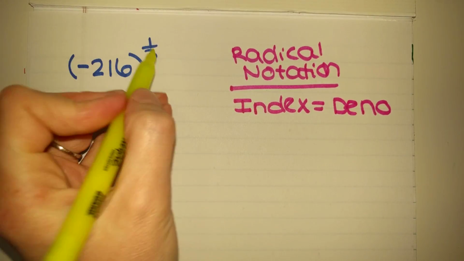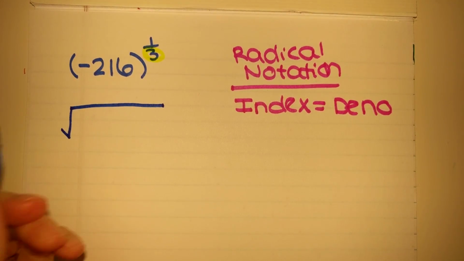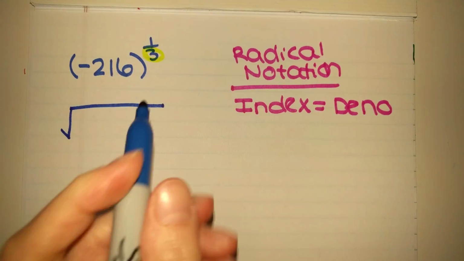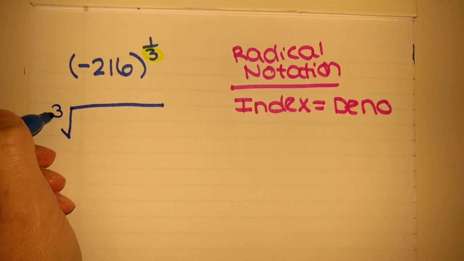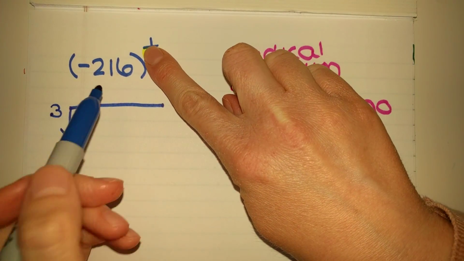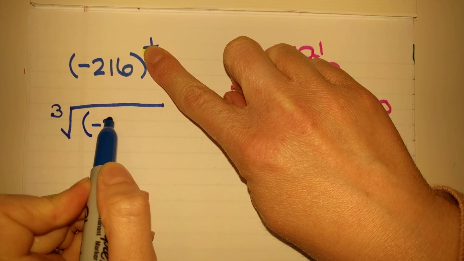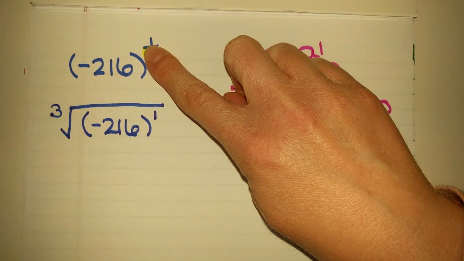So everything's going to stay the same except for that little denominator, and that denominator is going to become our square root. But in this case, we don't have a square root because our denominator is 3. So that means we have a cube root. Now, everything else will be the same. So if I cover up that little denominator, that's exactly what I'm going to write inside of the radical. So I have negative 216 to the first power.